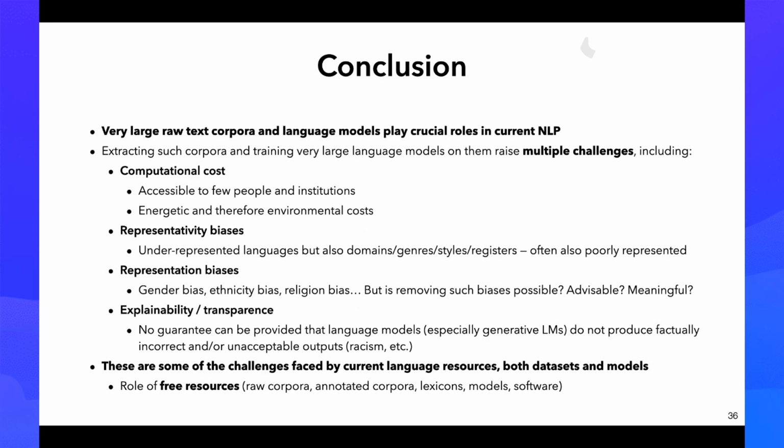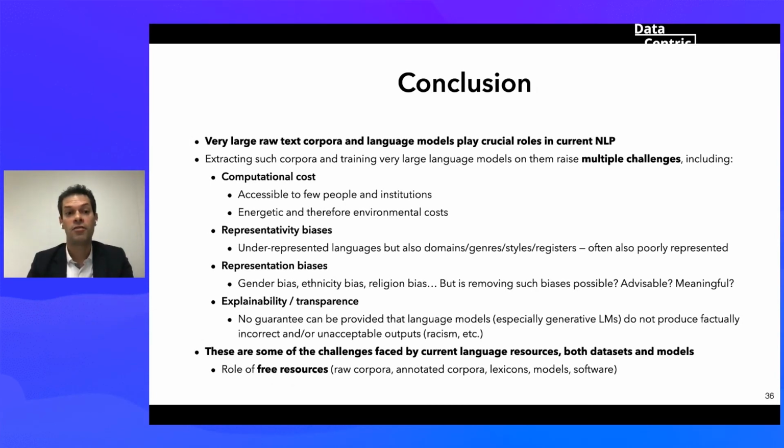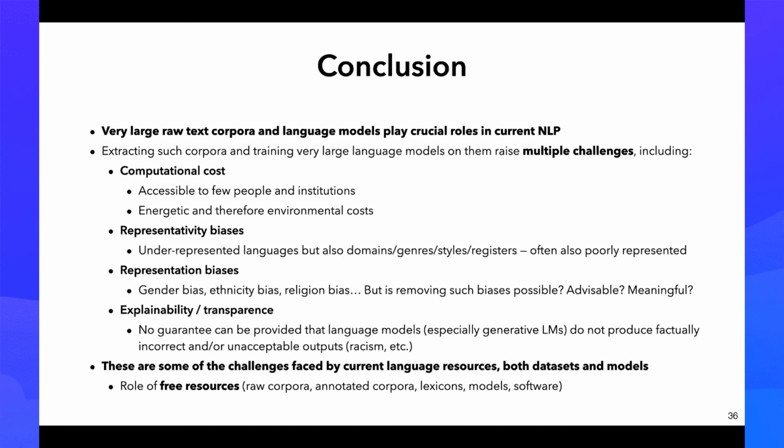As a conclusion, there are a few things that can be said. Firstly, very large raw text corpora and large language models, of course, play crucial roles in current NLP. And extracting such corpora and training very large language models on these corpora raise multiple challenges, including, and not limited to, computational costs. It's not necessarily accessible to everyone, to say the least, and it comes with energetic and therefore environmental costs. Representativity biases, as we have seen: underrepresented languages, domains, genres, styles, registers are a problem. And the fact that they're underrepresented generally comes with the fact that they are often poorly represented, with a lower quality.